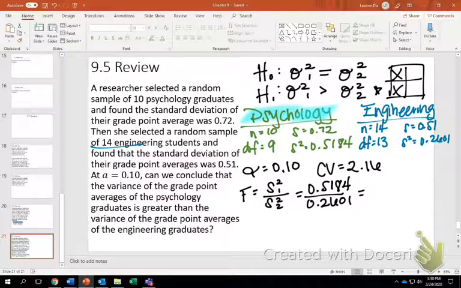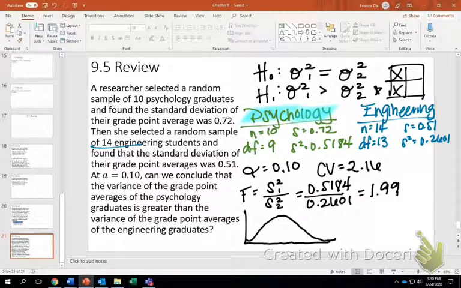We can type that into the calculator, and we should end up getting 1.993, but I'm just going to go to 1.99 because my critical value is at 2 decimal places, so I want my test value to follow the same rounding rule.